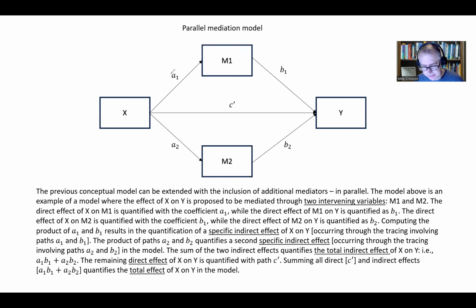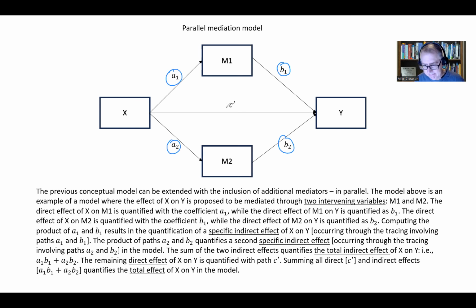As we're looking at it, you can see that we've got path coefficient A1, which reflects the direct effect of X on M1, and A2, which reflects the direct effect of X on M2. Then we've got B1 and B2, reflecting the direct effects of M1 and M2 on Y respectively.